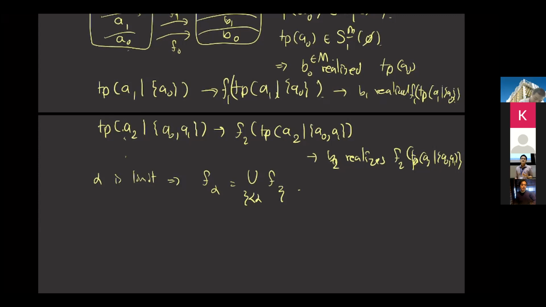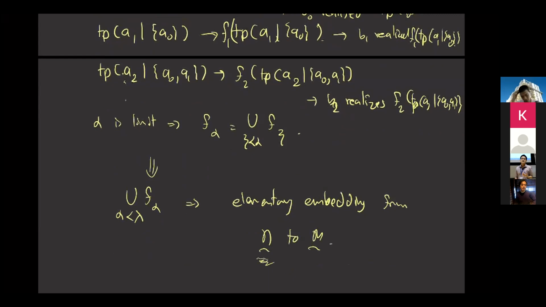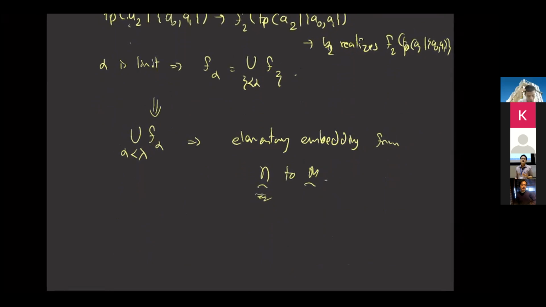Okay, and by taking the union of all these F alpha for every alpha that is less than lambda, you're going to get an elementary embedding from N to M, because you make sure that at every step it is an elementary map, and you know that right now you exhaust everything in the N, so you use everything in the domain here, so it must be a map from this to that. Okay, so that's how we show this.